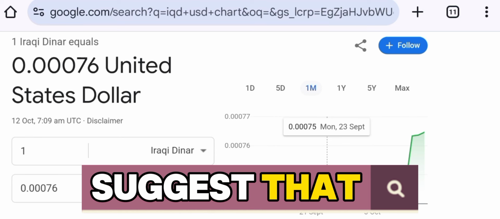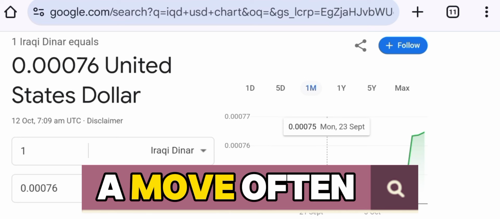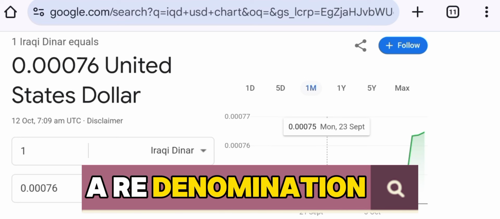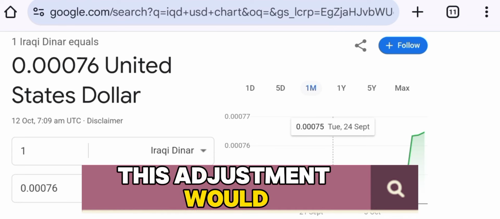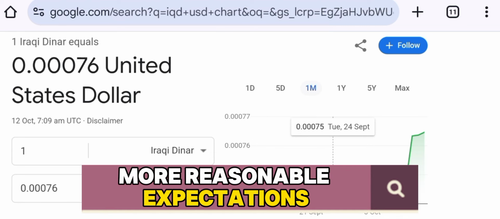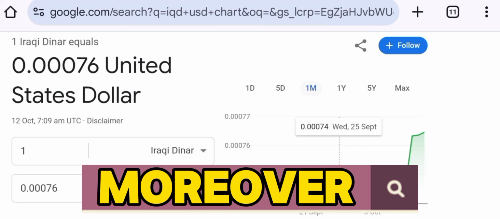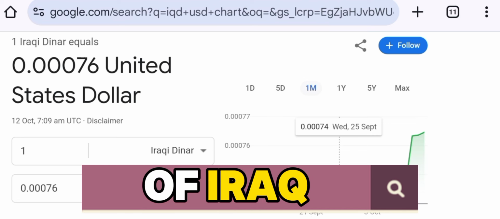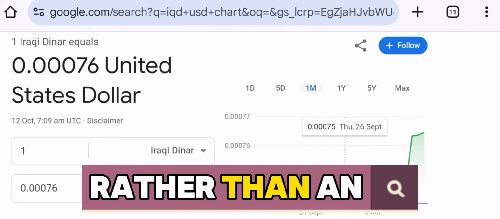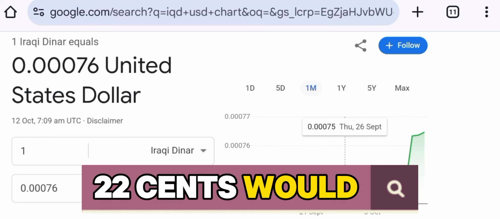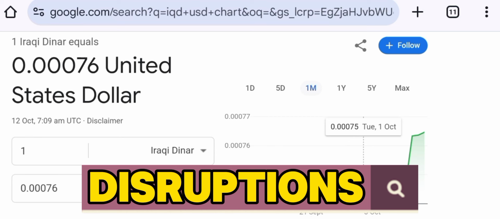Some even suggest that when the Iraqi government eventually removes 3 zeros from the currency, a move often referred to as a redenomination, the new value would be just over $1 for Iraqi citizens. This adjustment would bring the currency in line with more reasonable expectations and would likely be a fairer reflection of the country's current status. Moreover, this approach would benefit the citizens of Iraq more directly. Having a currency value that is just over $1, rather than an inflated $3.22, would stabilize the economy and give the citizens more purchasing power without causing major disruptions.